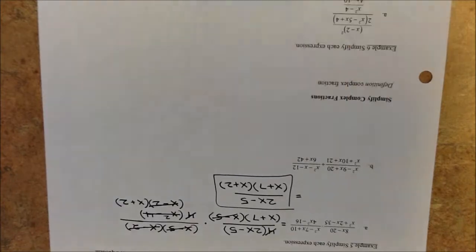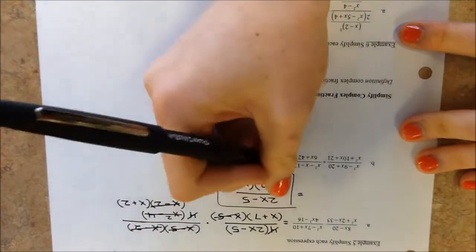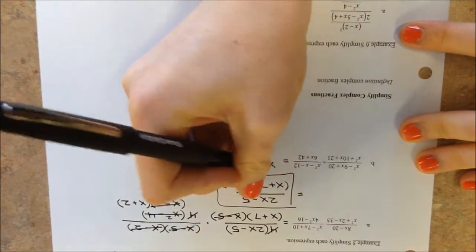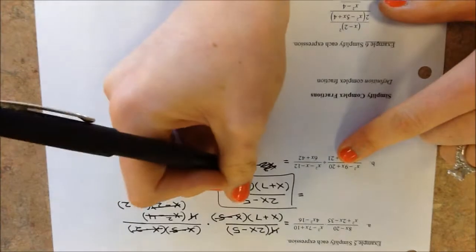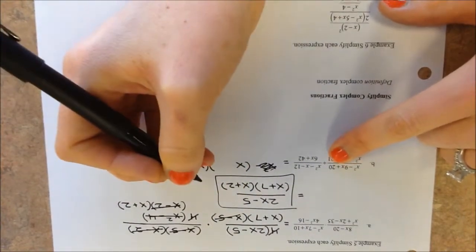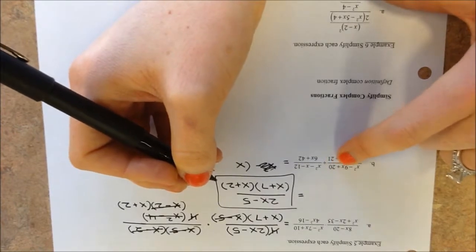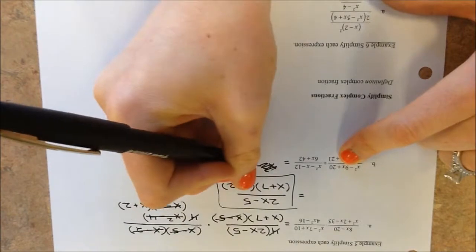For this one, we are going to first write it out as division. So I've got the x squared. Actually, let's just start factoring right now. The x squared minus 9x plus 20: I've got x and x. We want to multiply to positive 20 and add to negative 9. That would be a negative 4 and a negative 5.